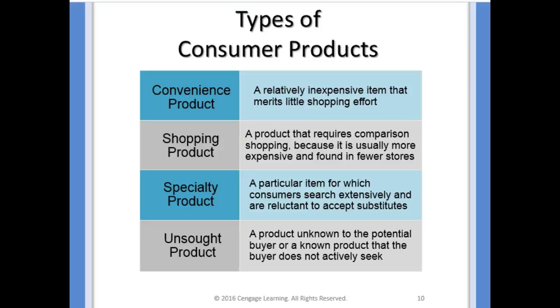And then lastly, unsought products are ones that you really don't know about. You didn't know that they exist. You're not looking for them. You're not seeking them out. So this could just be a new product in general. This could be things like the book uses, I love the example, burial plots in a cemetery. Things like that that people don't really actively look for.